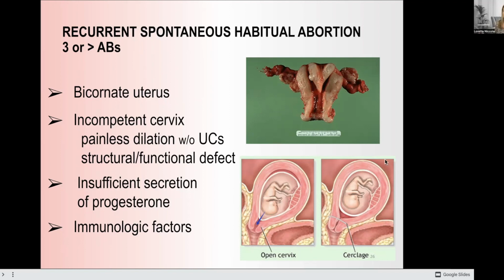So insufficient secretion of progesterone can be another reason for aborting. If she doesn't have enough progesterone, that placenta cannot secure itself well enough in the myometrium to stay viable. Immunologic factors. Sometimes mom's body just sees the pregnancy as a foreign body and rids itself of it.